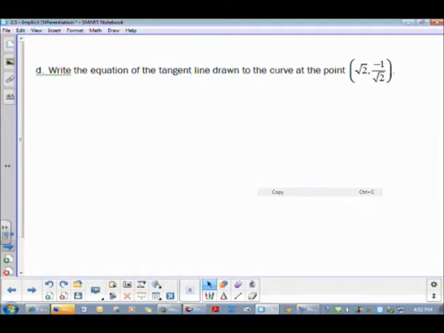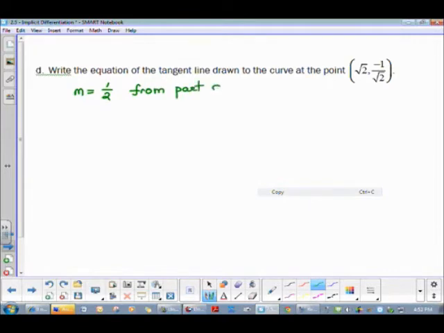It is a positive slope. So that does take us to part D, where we write the equation of the tangent line drawn to the curve at that same point. And if you recall, our slope was 1/2. We're going to remember part C. And the rest of this part is pretty easy.